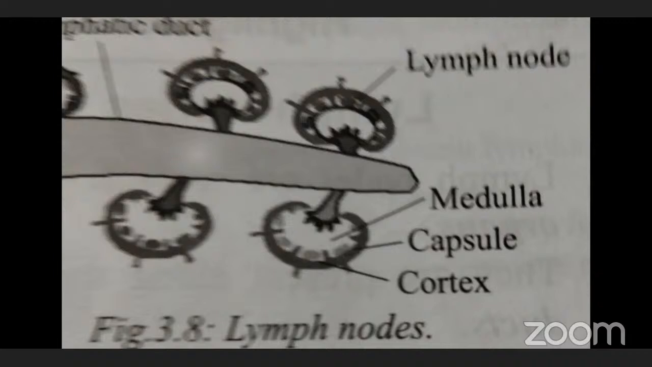The cortex consists of B cells, the outermost one. The paracortex contains T cells, and the medulla contains both B cells and T cells. Important question. In secondary lymphoid organs, in lymph nodes, the cortex contains B cells, the paracortex contains T cells, and the inner medulla consists of both B cells and T cells. So the inner part has both B and T cells, and the outer part has only B cells. Clear?